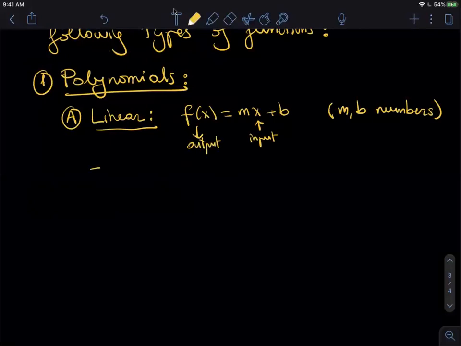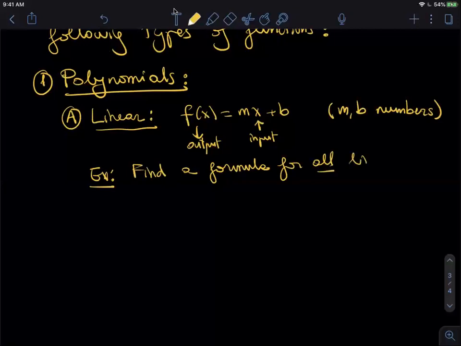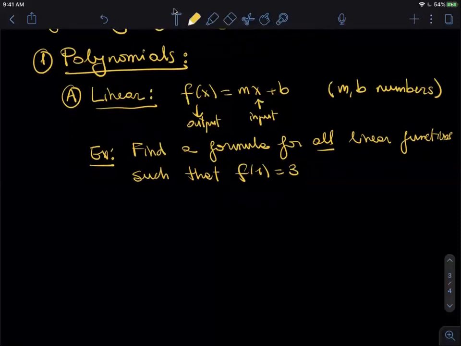So here, let's do an example. Let's say we want to find a formula for all linear functions such that f of 1 equals 3. If you want to pause the video now and try yourself, that would be very good. A very good thing for your learning.